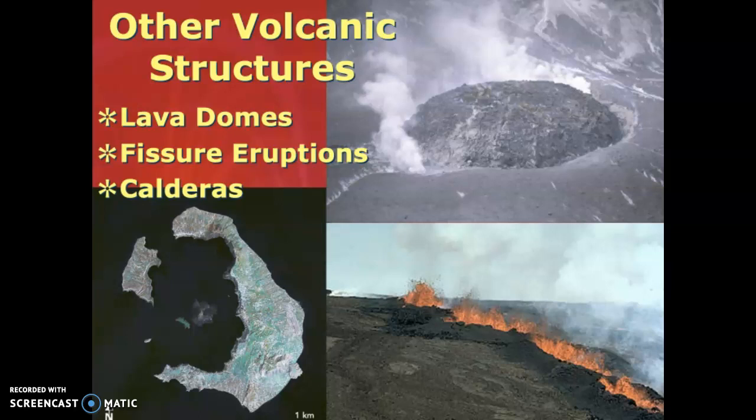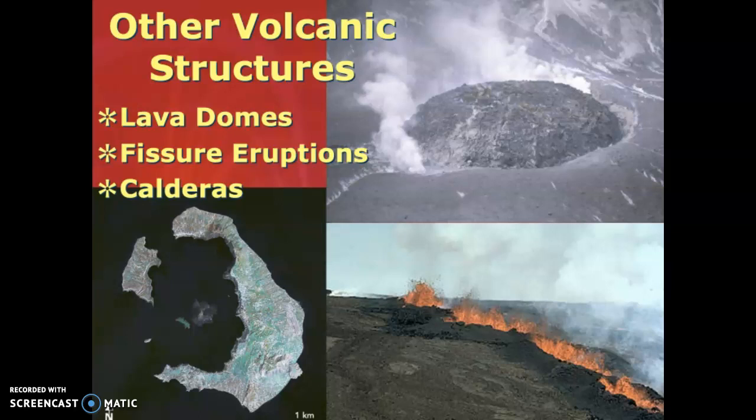On the lower right is a fissure eruption where a crack opens in the ground. This is the opposite type of lava. This is mafic igneous rock, which has a very low silica content, and so it's a very fluid, low viscosity lava and can form a long fracture like this, and the lava just comes spattering and flowing out.